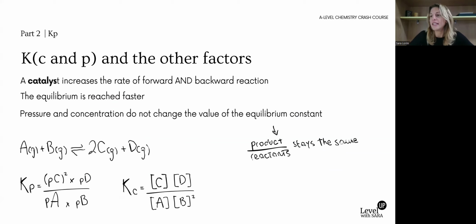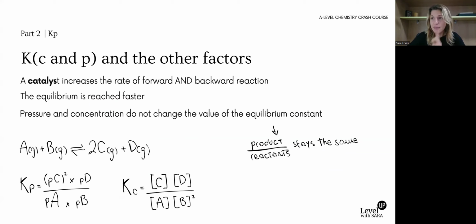Other factors and the effect they can have, if they have any. This is what they write in the exam questions, by the way, like, what's the effect, if any? That could be a tricky question. Anyway, a catalyst increases the rate of the forward and backward reaction. So the equilibrium is reached faster, but it doesn't change the Kp. Pressure and concentration don't change the value of the equilibrium constant. Why, if you have to explain it?